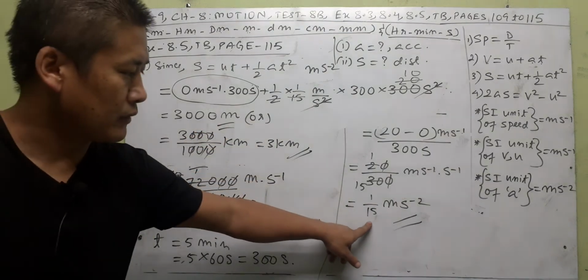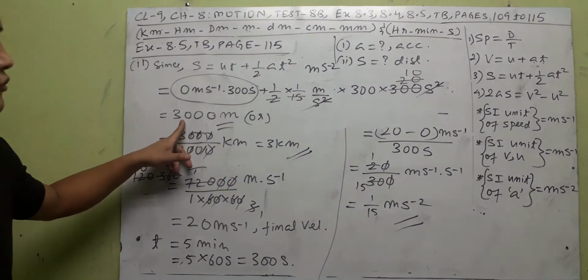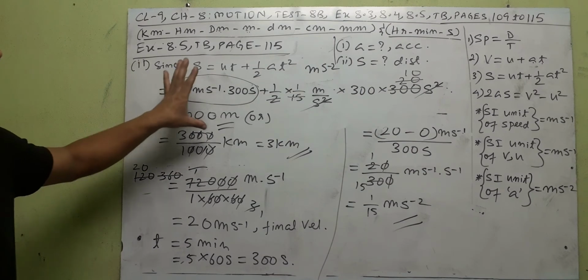So first is acceleration, 1 by 15 meter per second square. Second one is 3000 meter. Okay, this concludes the portion.